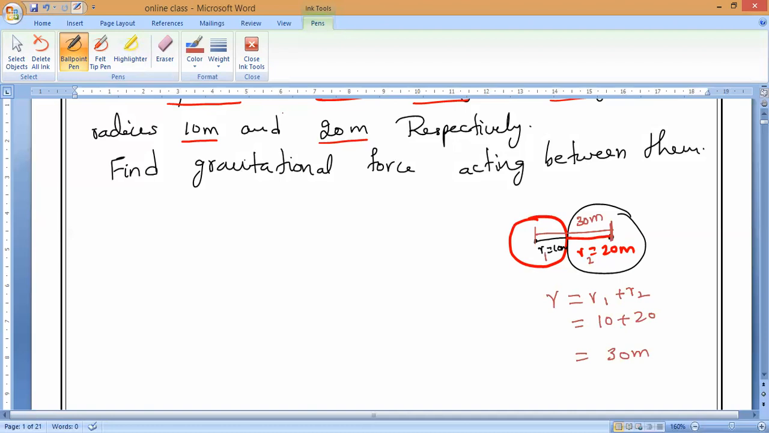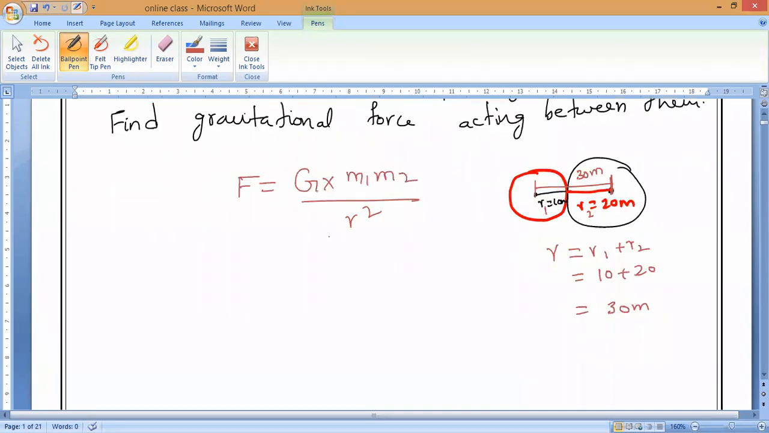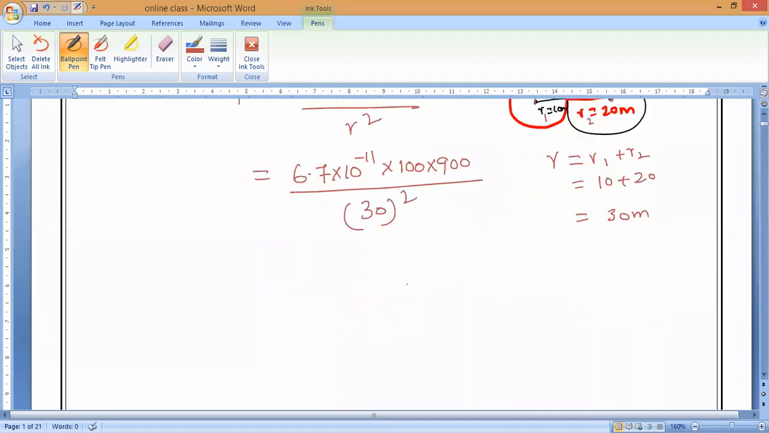Understand? So now notice it. As we know, they are asking the gravitational force. So force is equal to G M1 M2 divided by R square. This is what we know. So now, it equals 6.7 into 10 power minus 11 into 100 kilogram into 900 kilogram divided by 30 square. Clear? So please all of you solve this one.